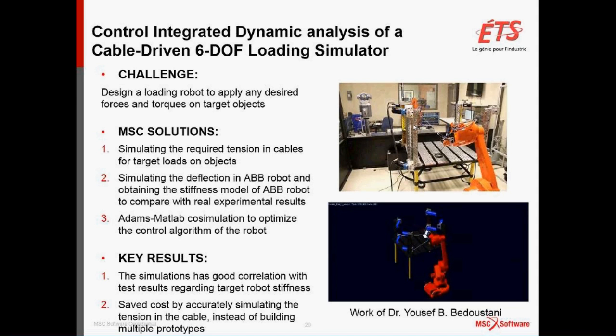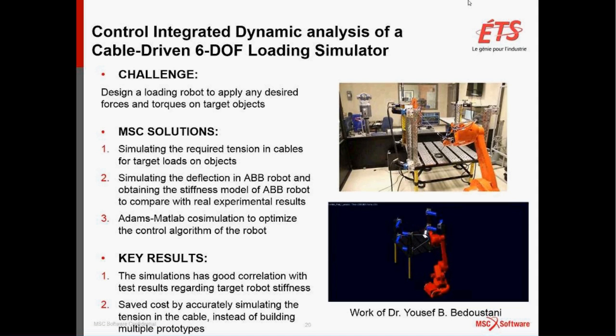And as a matter of fact, he achieved good correlation between the physical results and the simulation regarding the target robot stiffness. So he calculated that using the simulation that's done by the Adams model, and also they did a physical test which shows that the stiffness that's calculated by the simulation and the physical test achieved very good correlation.